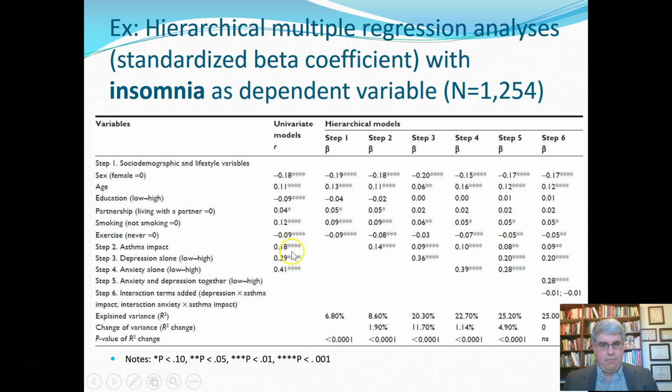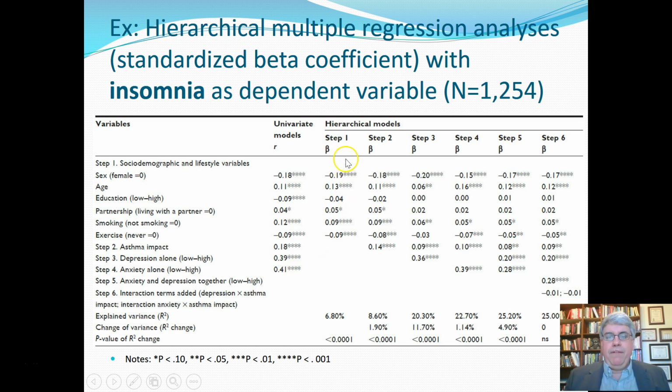And then they looked at a few variables. Asthma was associated with insomnia, depression, well, they just had depression, how much depression they had, and then how much anxiety they had, and those were both strongly associated with insomnia. If you're worrying and you're depressed, that's a very strong indicator or strong predictor of insomnia.